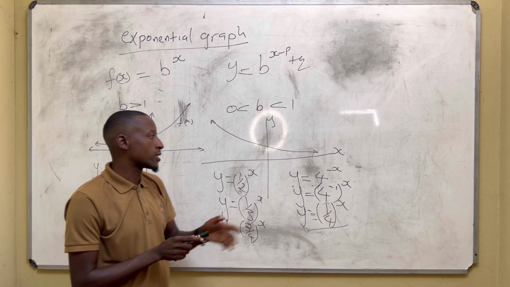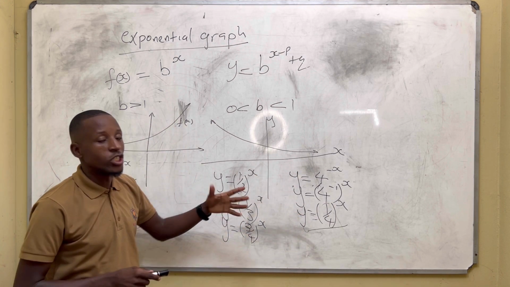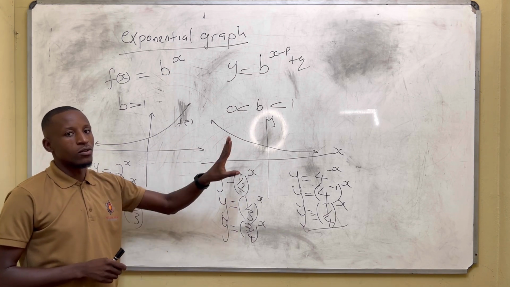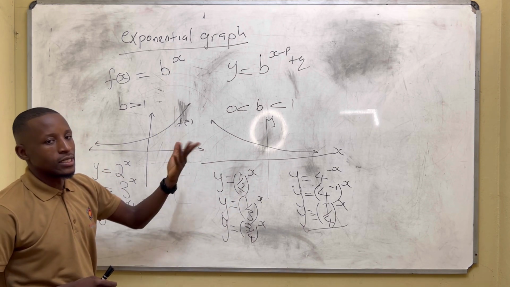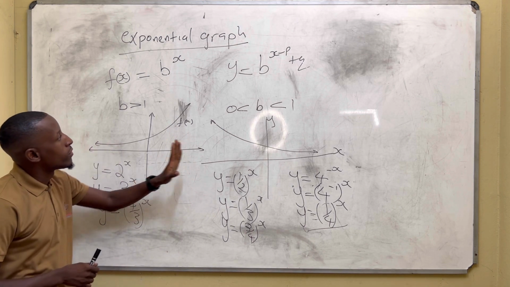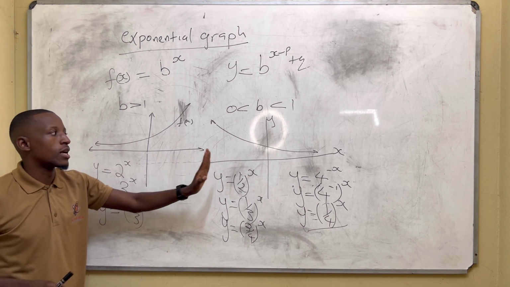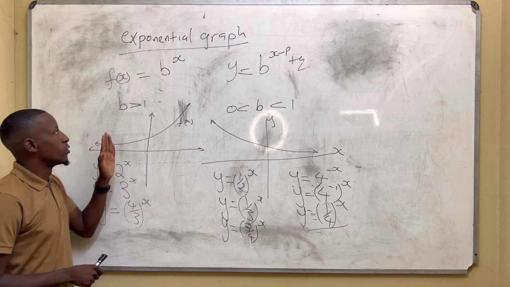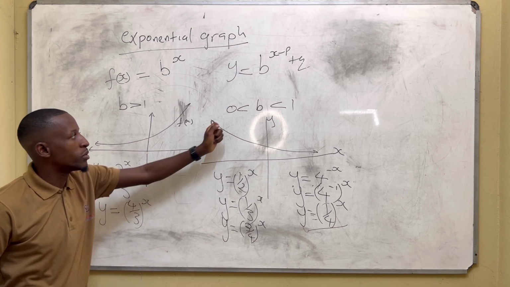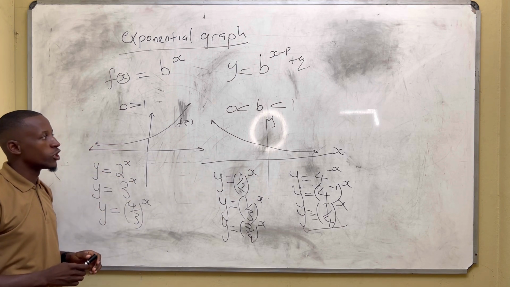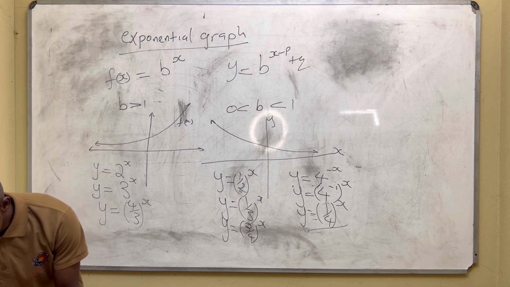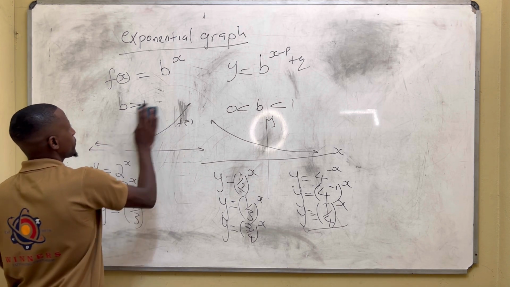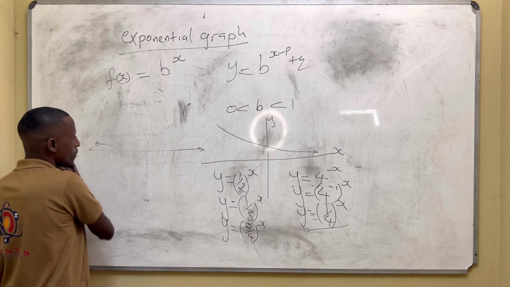But you know that the negative x is coming from a reflection. So wherever there is a negative x, it's because there is a reflection across the y-axis. So these are the shapes of the graph that you must expect: for b greater than 1, this shape, and for b between 0 and 1, this shape. From now, we're going to go to the sketching of these graphs.